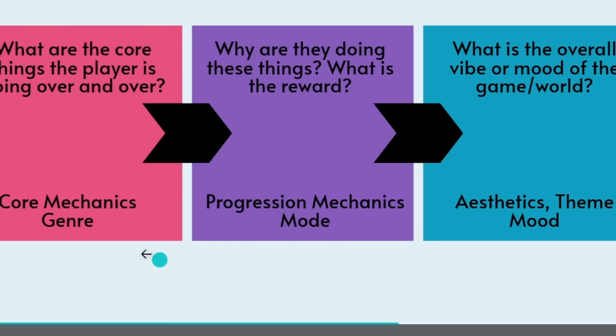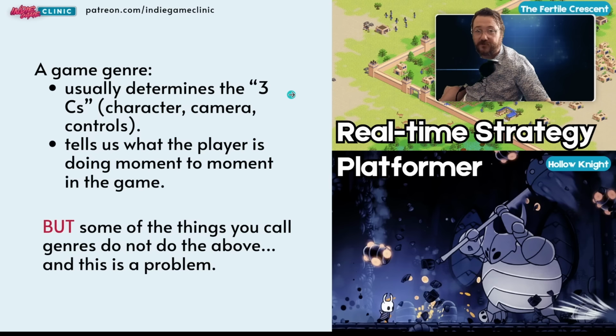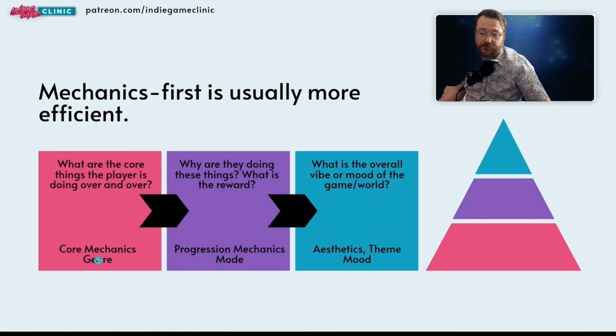And you will notice at the bottom of each of these chunks, I've added one of the 3 words that this video is about: genre, mode, and mood. Now, if we go from my strict definition of genre from earlier, where it needs to be something that tells us what the player is doing moment to moment, then genre is where we get our core mechanics, right?